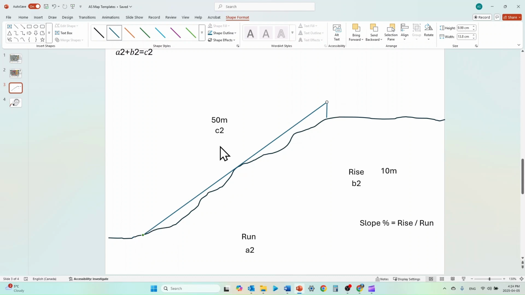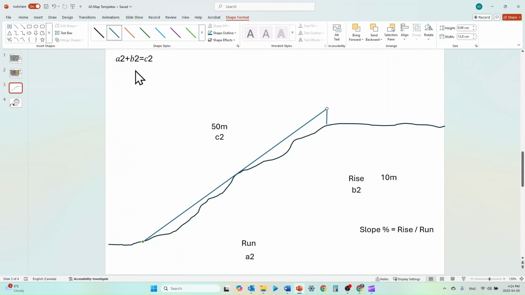So that's going to give you your c side squared. In order to calculate your bottom side, the formula is a squared plus b squared equals c squared. Because we know c squared and b squared, it's actually going to rework the formula to be c squared minus b squared equals a squared.